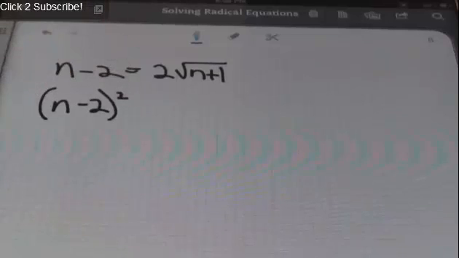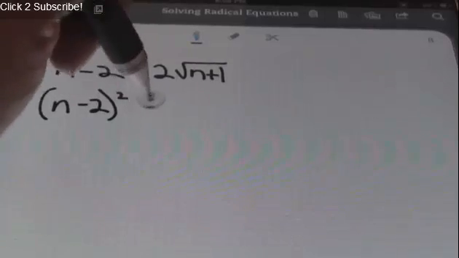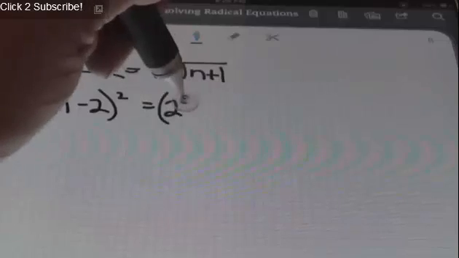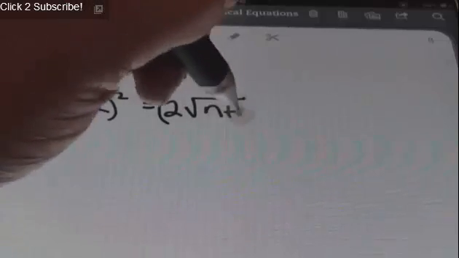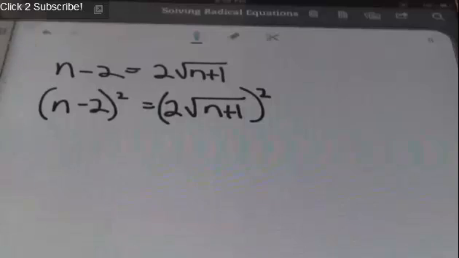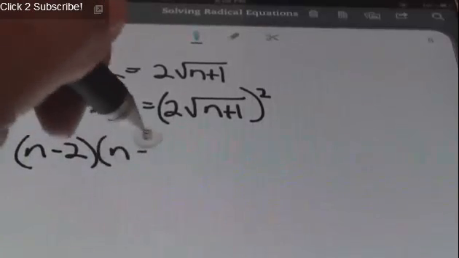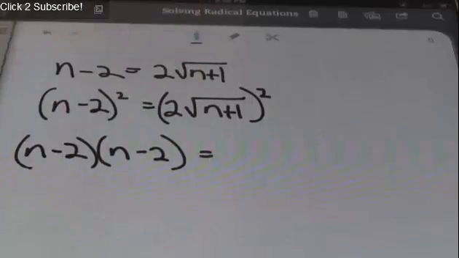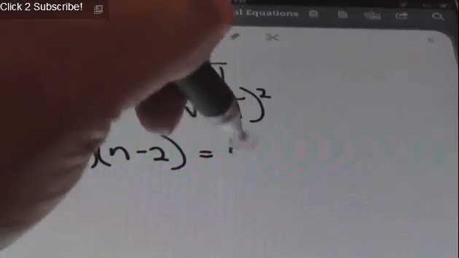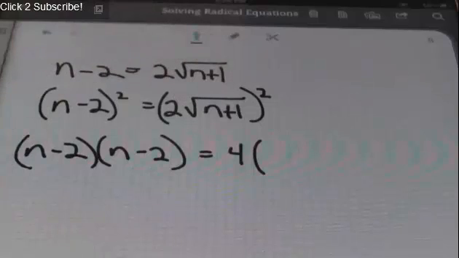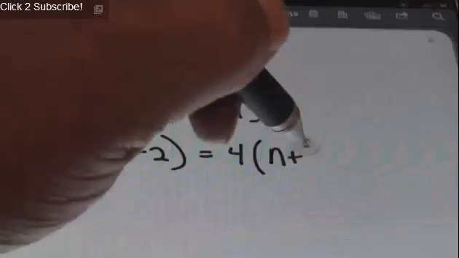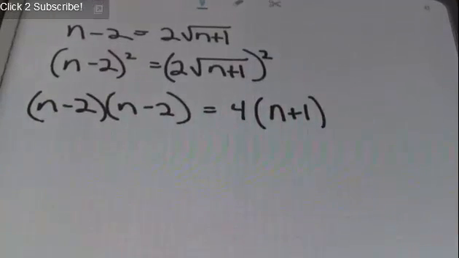So on the left side, I have n minus 2 squared equals the quantity of 2 times the square root of n plus 1 squared. On the left side, I'll have to expand that, so it'll be n minus 2 times n minus 2. And on the right side, you would have 2 squared, which is 4, and then squaring your radical just ends up bringing the radicand out. So this will be times n plus 1. We'll go ahead and multiply everything out.